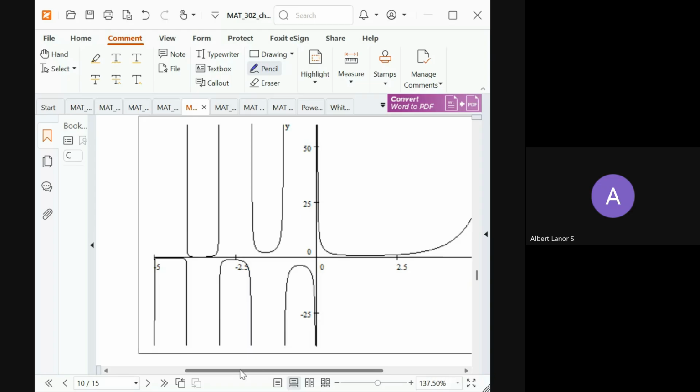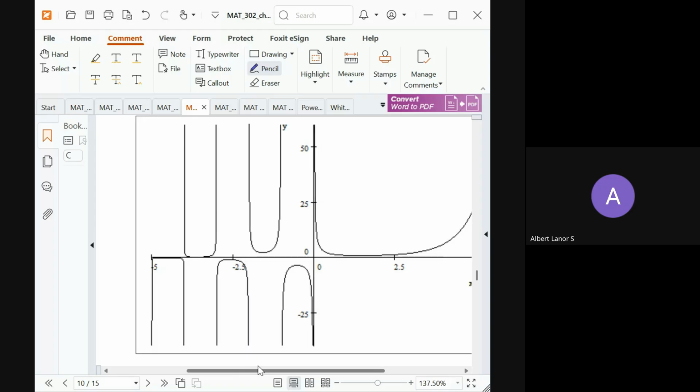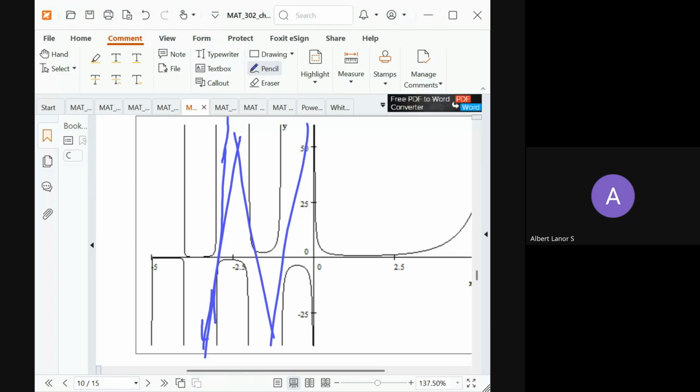When you see this one going up at this point and this one coming down, it means that there is a vertical asymptote at this point. So at all those points, there will be vertical asymptotes. All right. But we are not interested in those ones for now.